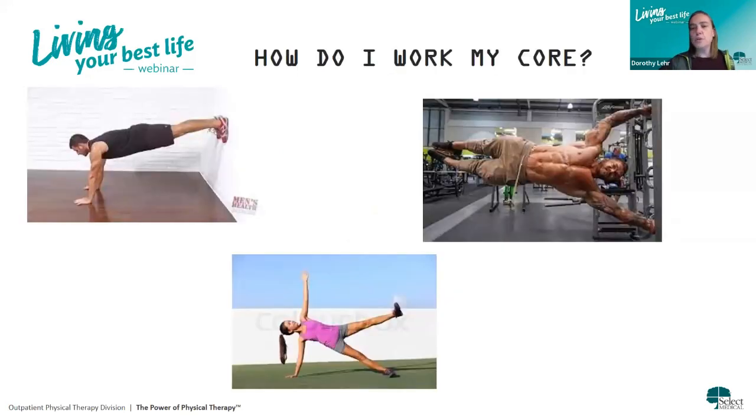So how do you work your core? I mean, you could try some of these guys. I'm not sure I could do any of these. Actually, I'm certain I cannot. But these are not necessary, nor are they realistic.